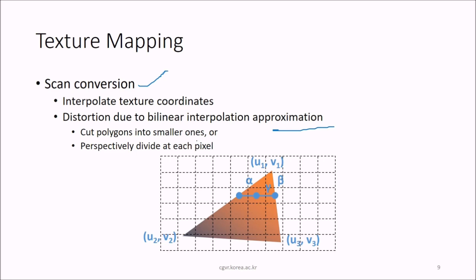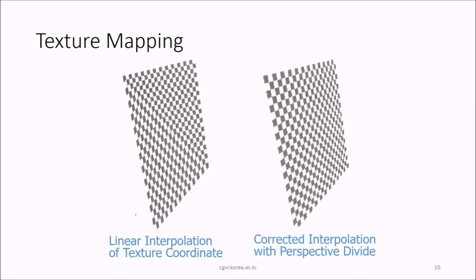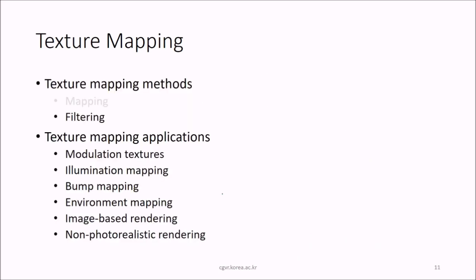So we cut the polygon into smaller ones, or perspectively divide at each pixel. So these are the texture coordinates. These are not the device coordinates or any other coordinates. So we try to find out the way we did in interpolation or extrapolation in the previous discussions. So these are the 2 points, and on the basis of these 3 points, the texture is defined. So this is the linear interpolation of texture coordinates, and this is the corrected interpolation with perspective divide.